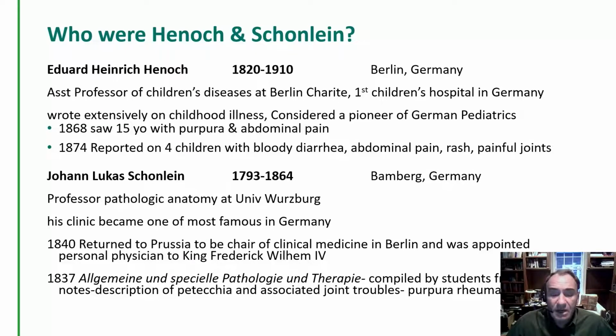In 1837, a document was put together that was compiled by his students on notes from lectures, talking about descriptions of petechiae and associated joint troubles. He was not a big writer, but his students had put this together. So between those two people having written about this in the past, it was not until 1948 that it actually was given the eponym that it now had.